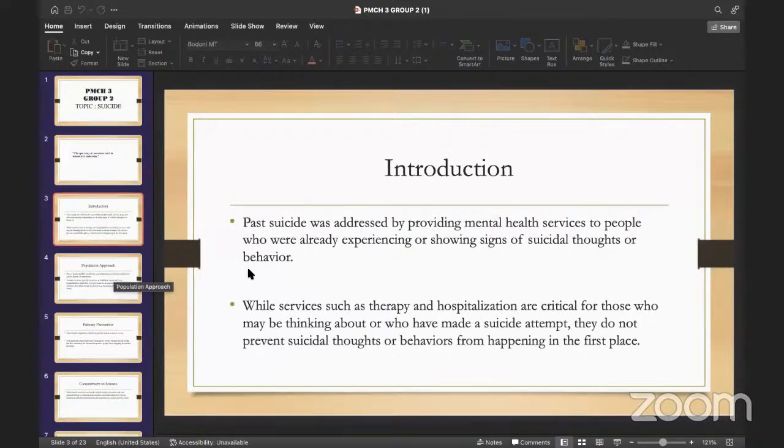In the past, suicide was addressed by providing mental health services to people who were already experiencing or showing signs of suicidal thoughts or behavior. Many of them used to commit suicide due to their mental problems and the pressure in their lives. While services such as therapy and hospitalization are critical for those who may be thinking about or who have made a suicide attempt, they do not prevent suicidal thoughts or behaviors from happening in the first place. In the past, they tried to stop them by stopping their suicidal thoughts, so that they could prevent it.